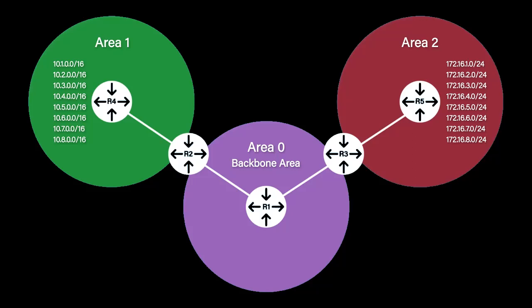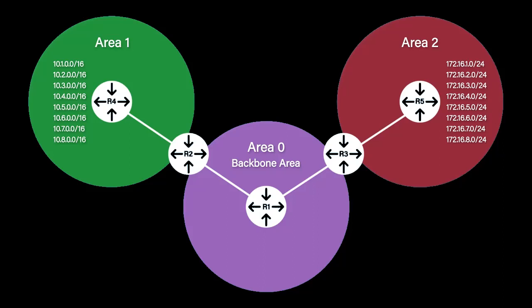Let's take a look at how we can summarize our routes. Router 2 and Router 3 are known as Area Border Routers, or ABRs. These are special routers that have interfaces in 2 or more areas. This gives them the power to summarize routes from each area. For example, Router 2 can take all of the 10.something networks and say, hey, any packets to the 10.0.0.0 network, send them my way.